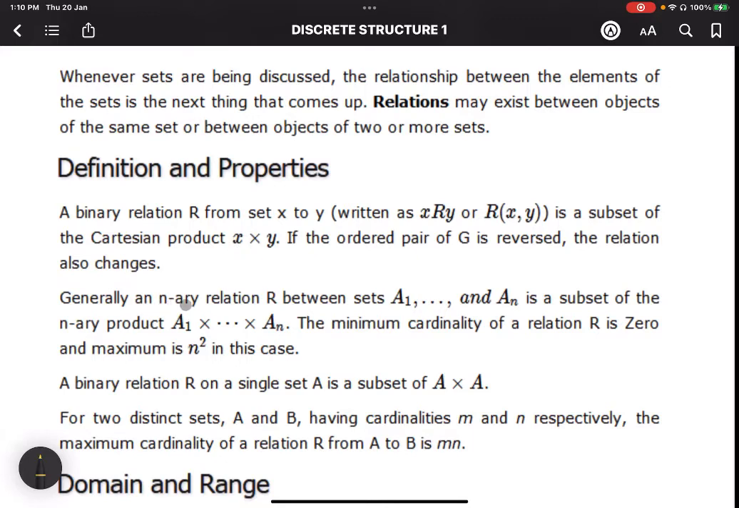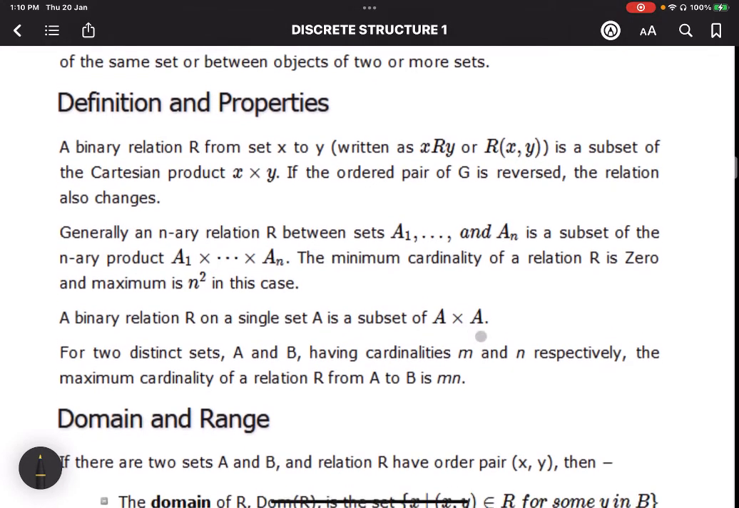Generally, an n-ary relation is between sets in the series A1 to An. It is a subset of the n-ary product A1 times A2 until An. The minimum cardinality of a relation R is 0 and the maximum is n squared in this case. A binary relation R on a single set is a subset of set A times set A.